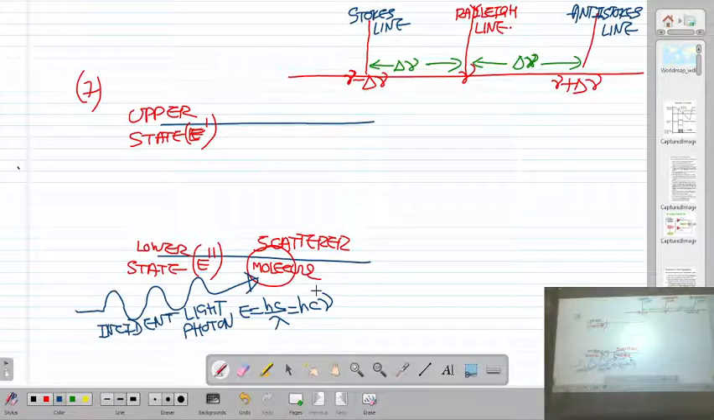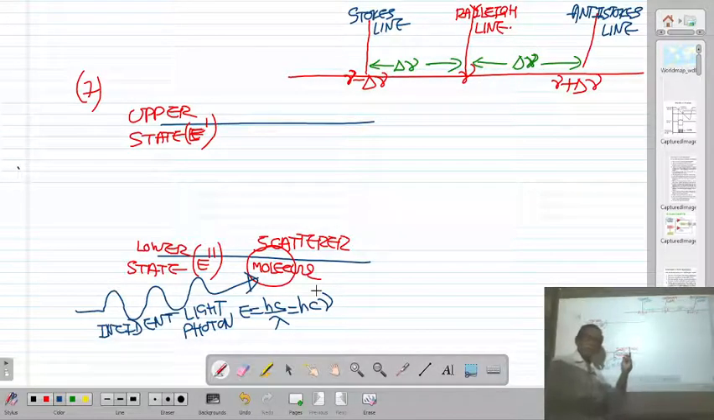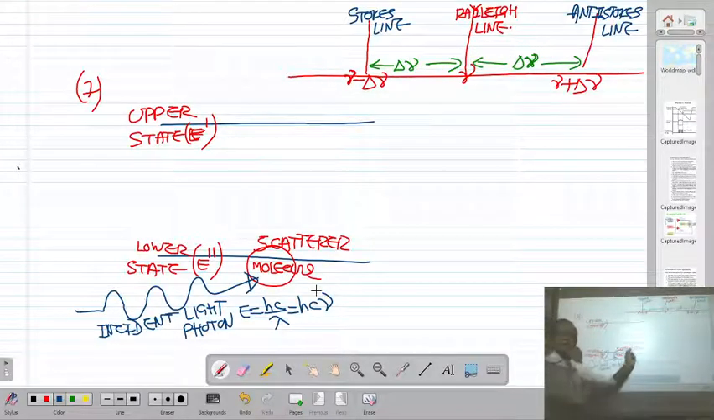Now, if the molecule is in the lower energy state E double dash, what is the total energy of the system? The scattered molecule is in the lower energy state in which its energy is E double dash, plus the energy of the incident light photon, which will be hc upon lambda or hc nu. So the total energy of the system, E double dash plus hc nu, will be conserved. Now we will give the quantum explanation of this effect.